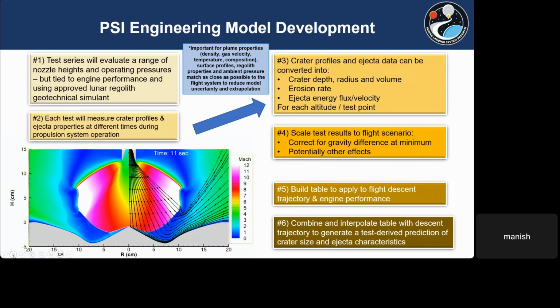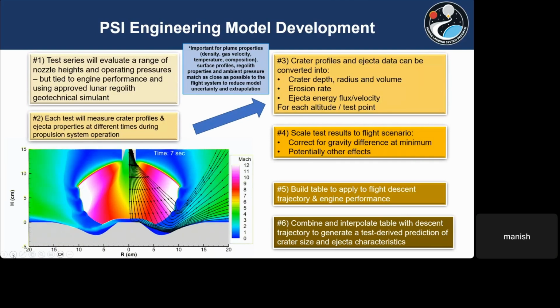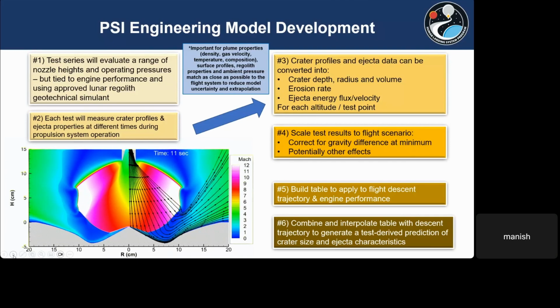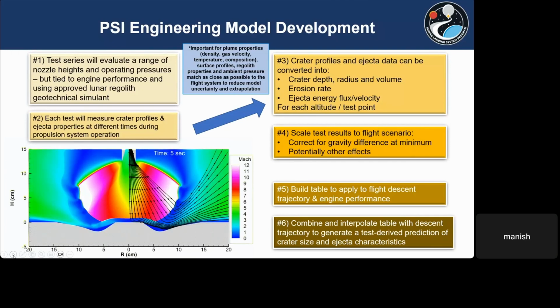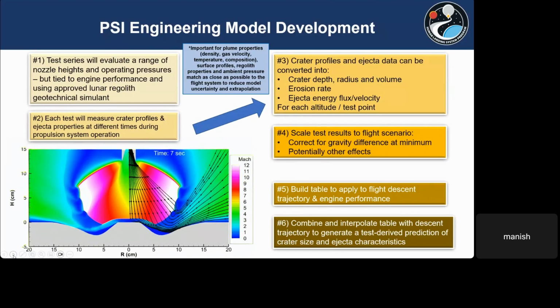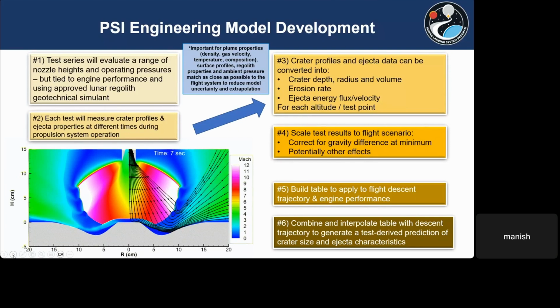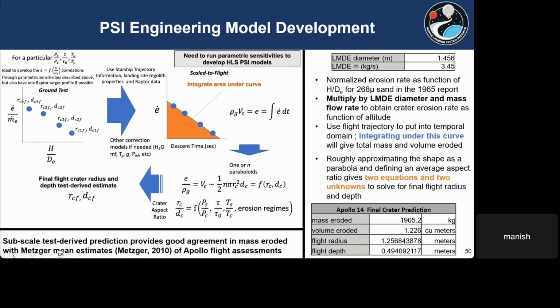Then we scale the results. We look at gravity and other effects, and then we build a table to apply to a flight descent trajectory and engine performance. Then we can combine and interpolate the table based on the descent trajectory that we have to output a final crater profile. So if you go to the next chart, this is one method that we're trying to employ.